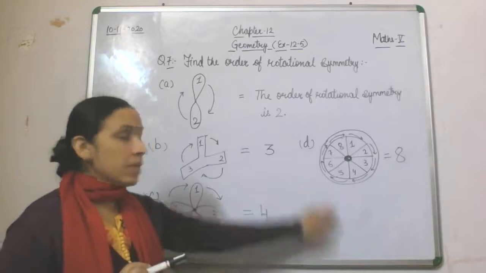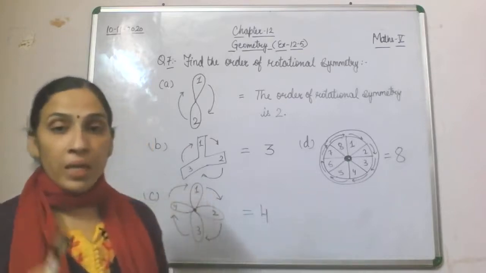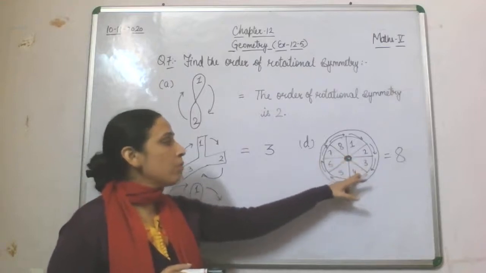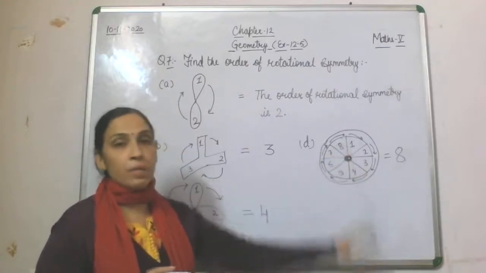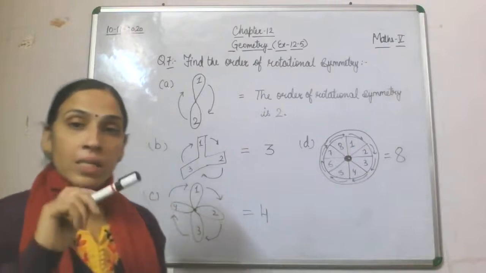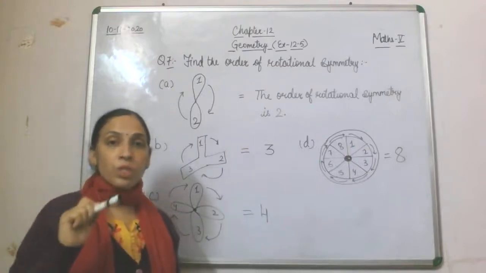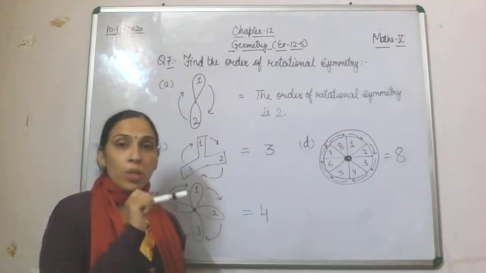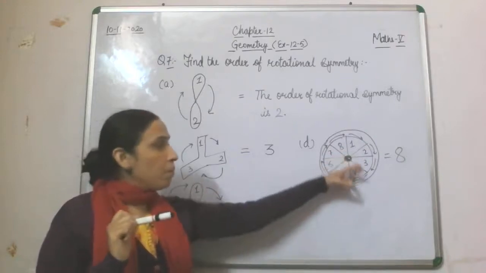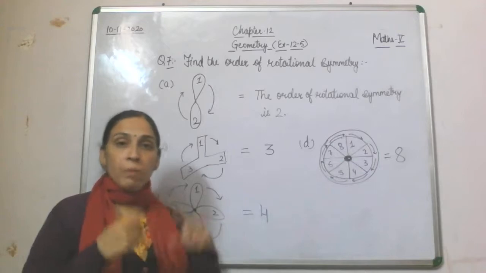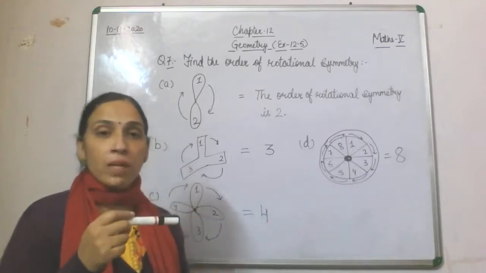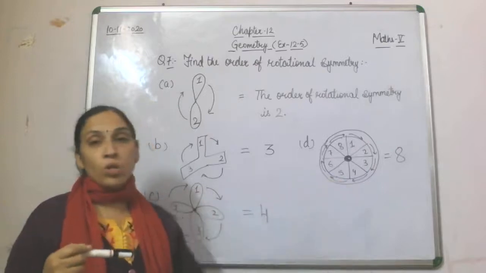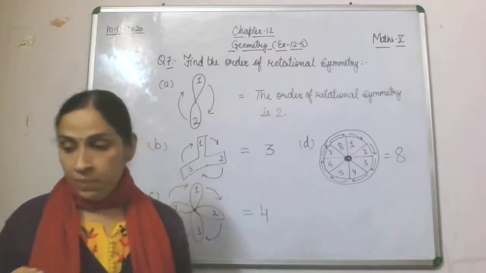Now here you can see an example of a wheel. That wheel is divided into 8 parts: 1, 2, 3, 4, 5, 6, 7 and 8 parts. When that wheel starts moving from the first position, it will take a round and pass all 8 portions, and then that wheel will come to the original position. So that will become the order of rotational symmetry, that is 8.